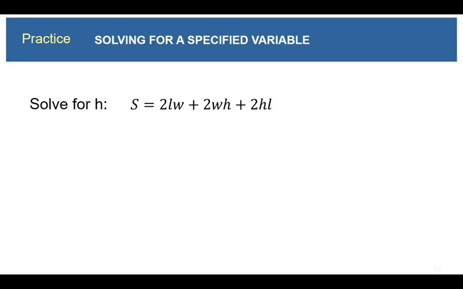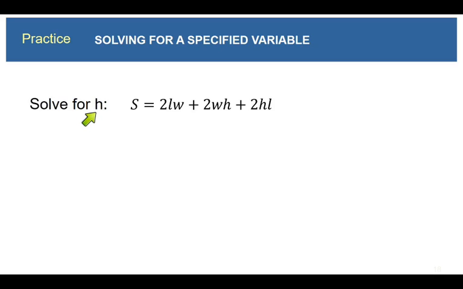Okay, we've got one last example for this section. This one says solve for h. S equals 2LW plus 2WH plus 2HL. This happens to be the formula for the surface area of, say, a box. This would tell you, for example, how much wrapping paper it would take to cover the outside of a box. 2LW, where L is the length and W is the width and H is the height.